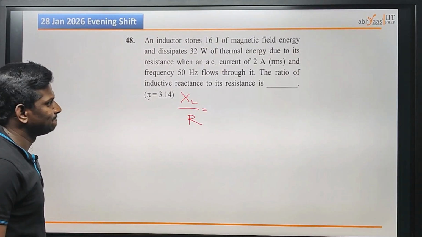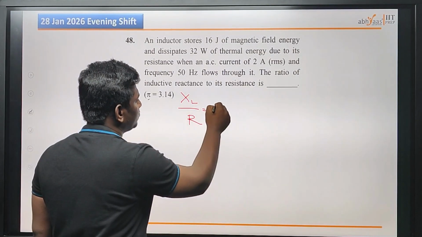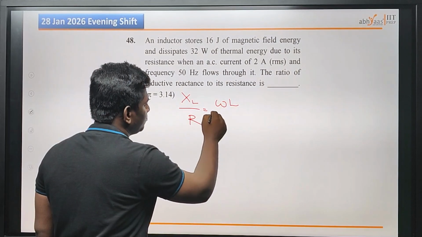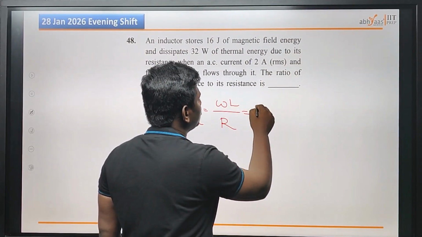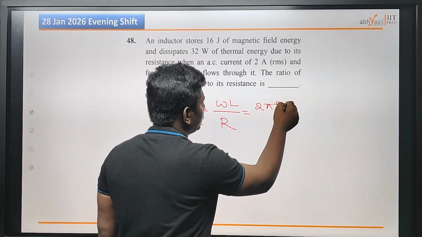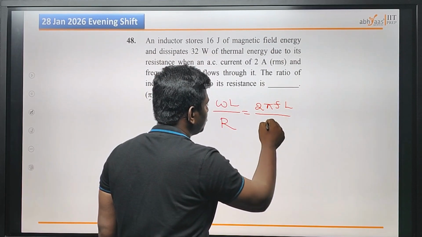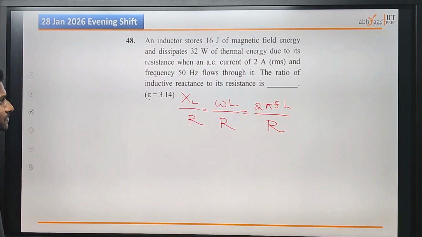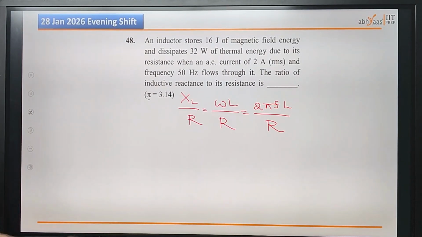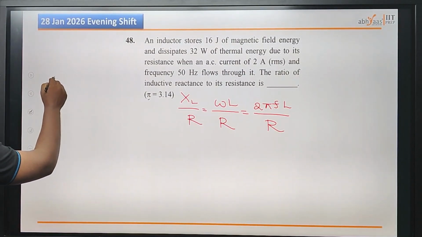What is XL? XL is nothing but omega L. What is omega? They have given the frequency. That's why it is 2 pi F into L by R. First you have to find L and R. See here, an inductor stores energy. They have given it already.